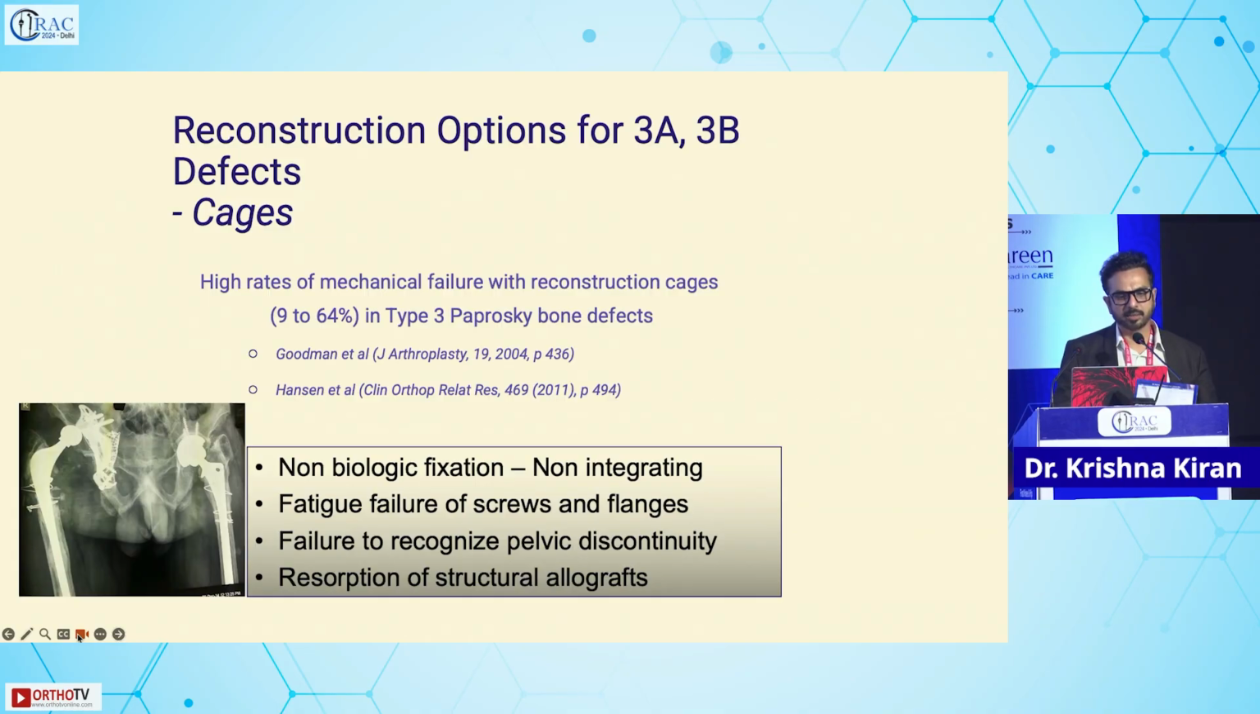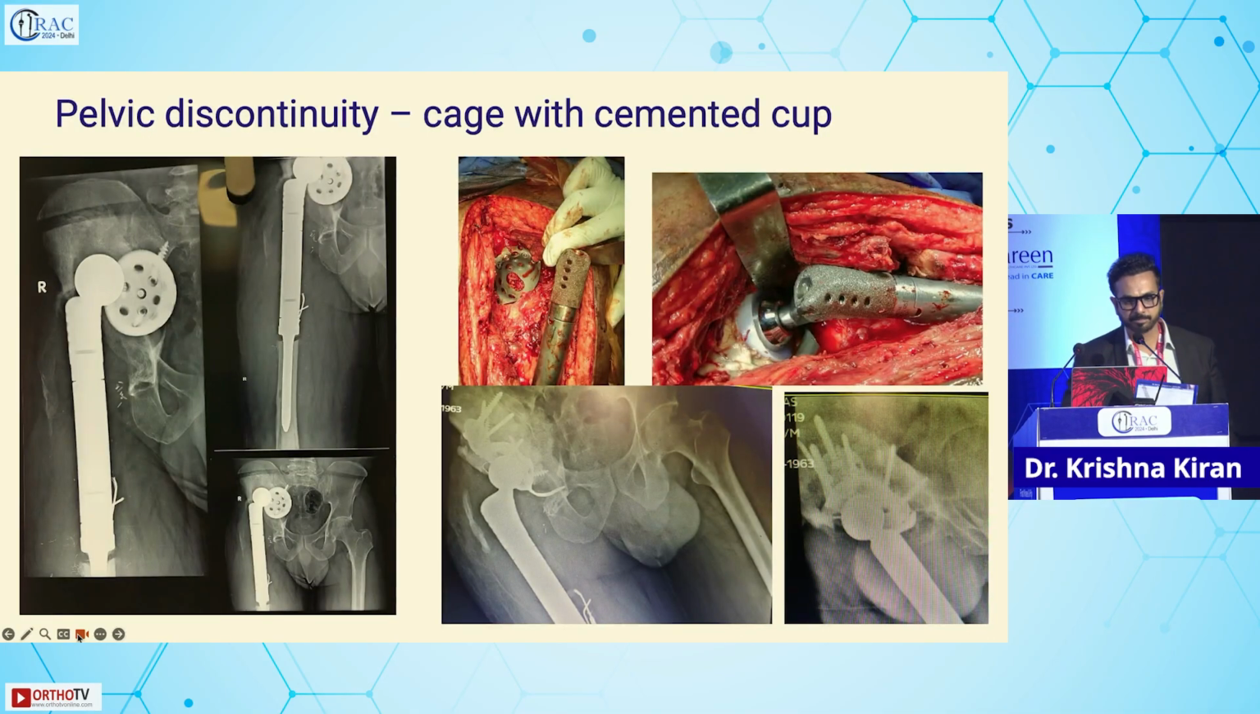However, in general, the Birch-Schneider cage is non-biologic in nature, it is non-integrating and is prone to fatigue failure of the screws and flanges, and it's a disaster if you use it in patients with pelvic discontinuity, because the discontinuity will not heal and they will fail at about a year or two following the surgery.